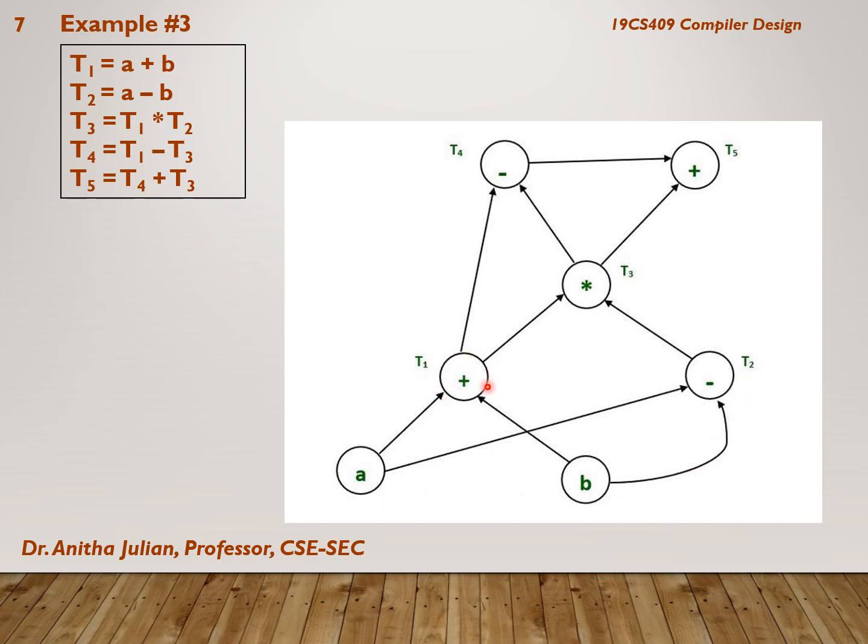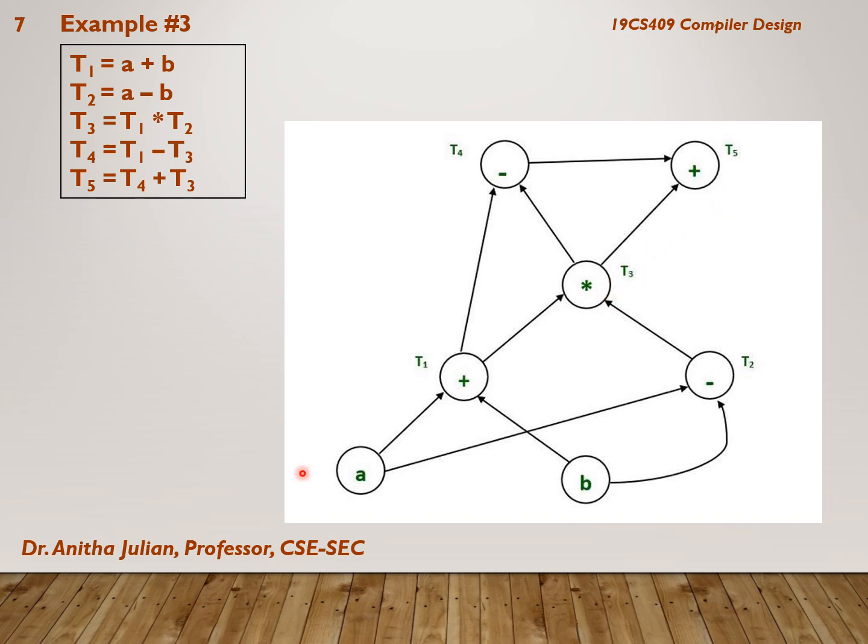So this particular T1 is for A plus B and T2 is for A minus B. And then I'm multiplying both to get T3. T3 is T1 into T2. And then T4 is T1 minus T3. So I'm putting a minus here. And finally T5 is T4 plus T3.